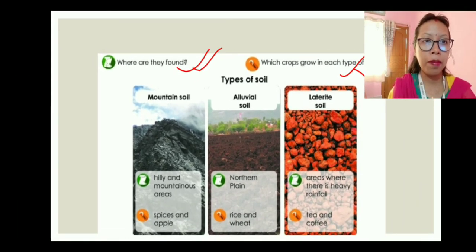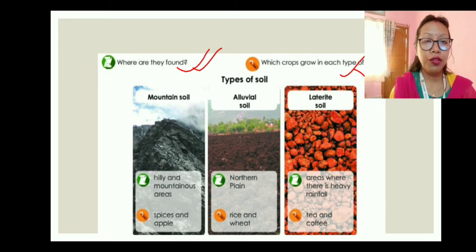The first is the mountain soil, the soil that is found in the mountain. So hilly and mountainous region, you are going to find it, as the name suggests. And what are the crops that are found? So we can find spices and apple.